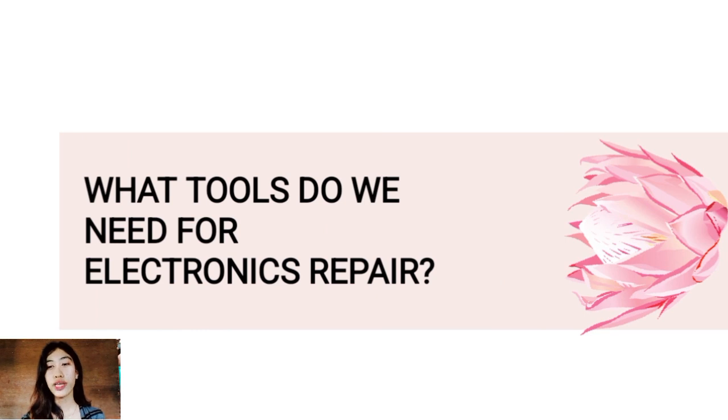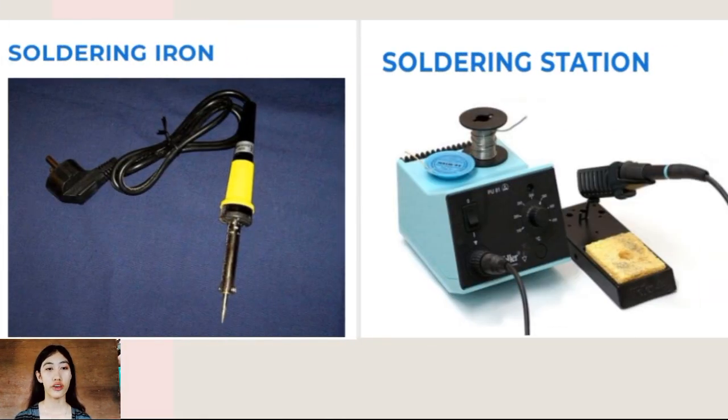What tools do we need for electronics repair? This example is for the specific tools lang po na ginagamit for electronics repair. First is the soldering iron. Soldering is a technique of joining metal parts together, which involves melting a metal, or solder, or lead into the space between metal components. Siya yung nagtutunaw sa soldering lead or solder.